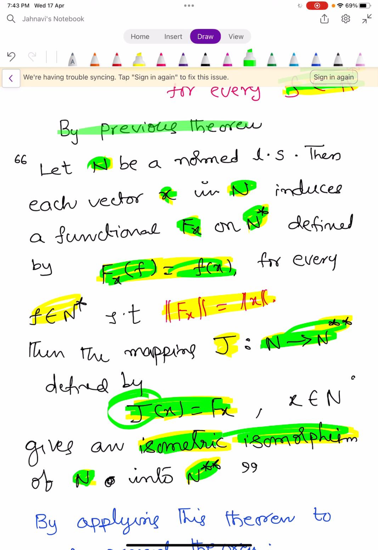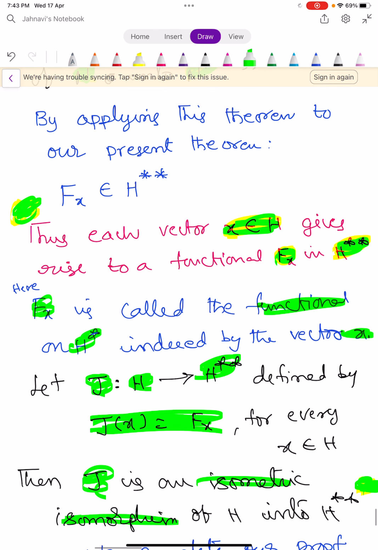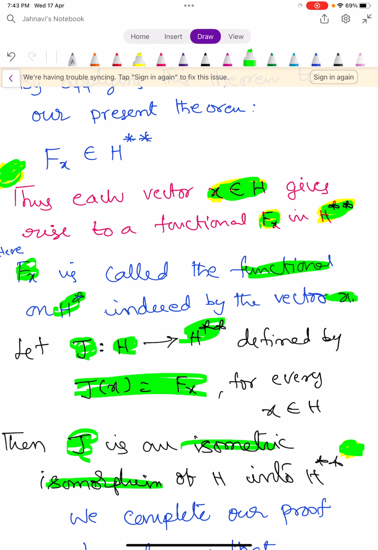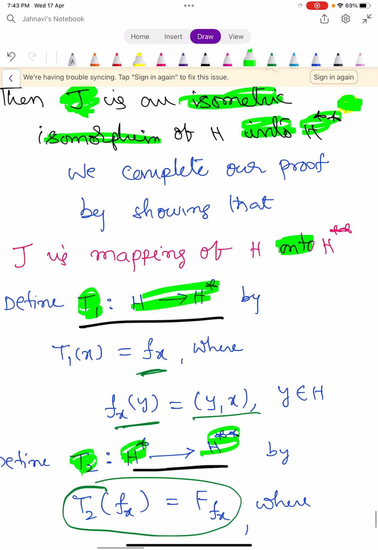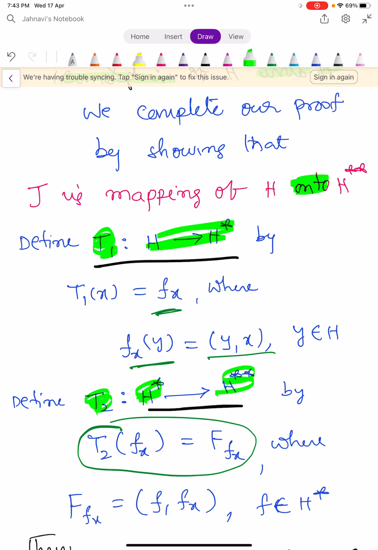If you apply the same previous theorem to our present theorem, for each vector x belongs to capital H, there is a functional fx in H double star, and this fx is called functional on H star induced by the vector x, and there is a mapping j from H into H double star defined by j of x is equals to fx. And this j is an isometric isomorphism of H into H double star. Now we complete our proof by showing that the mapping j is onto.